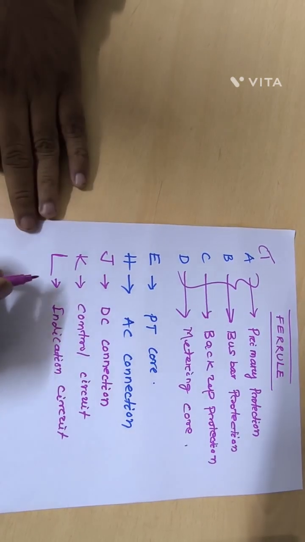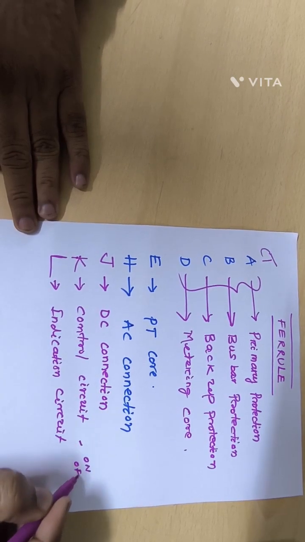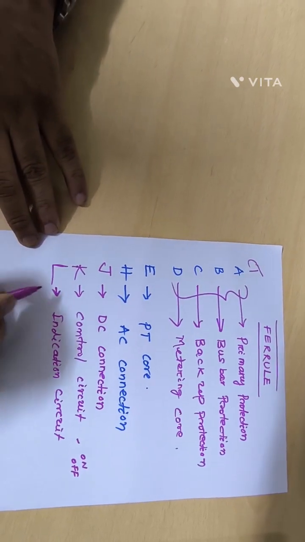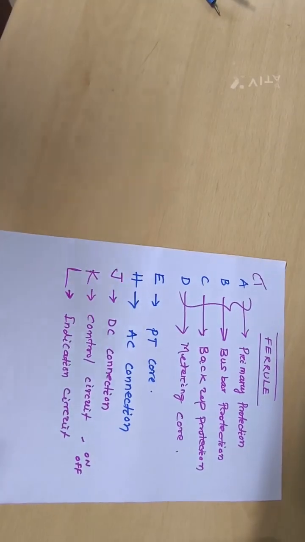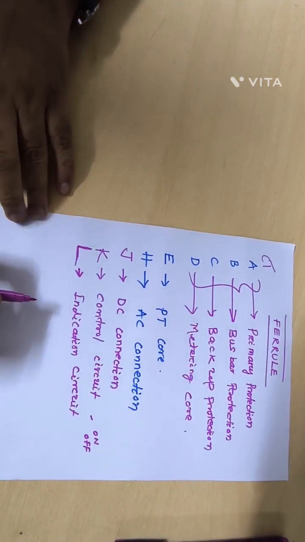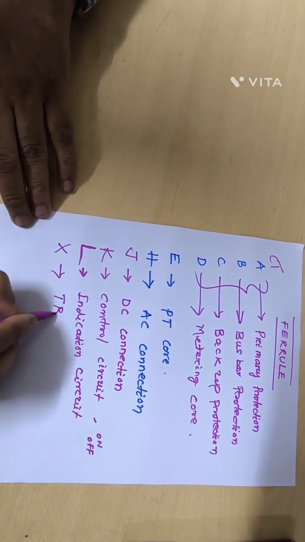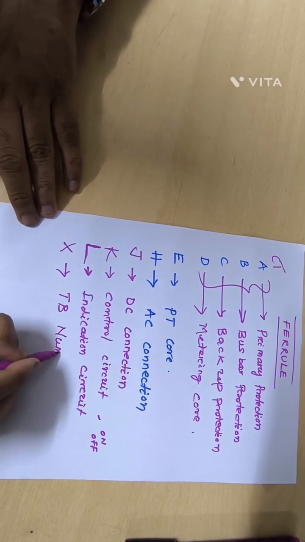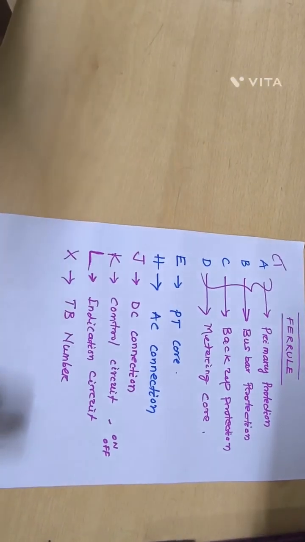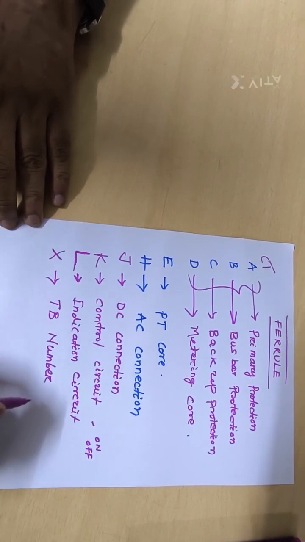This is a control circuit, so breaker on, off and other logical circuits we use this K ferrule. L is for indication: breaker on condition, off condition, or trip happen, auto trip, all these come under the L ferrule. Next, X will start with the TB number. Terminal block numbers start with X, X01, X02, X101 like that. So that is the TB number.